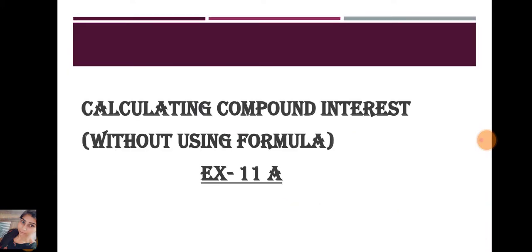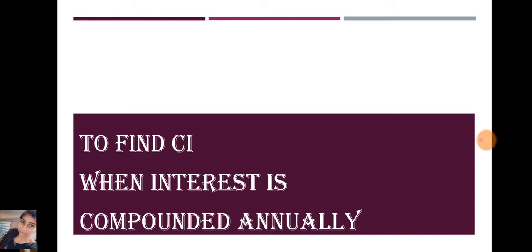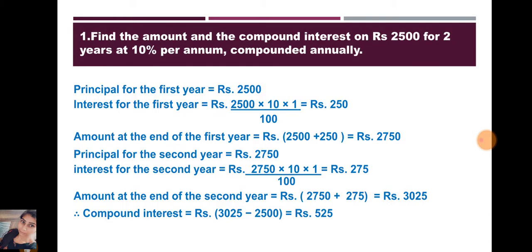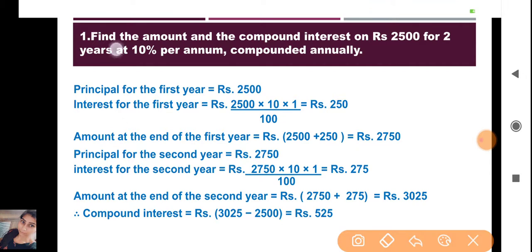Now we are going to start this exercise, and in this exercise we are going to study finding the compound interest, but we are not going to use the formulas. So let us see the first question. See, here also you are going to get two different kinds of questions. In the first case, when it is compounded annually. In the second case, when it is compounded half yearly. So let us see compounded annually. The question is, find the amount and the compound interest on rupees 2,500 for 2 years. So this 2,500 is my principal, and the time is given as 2 years.